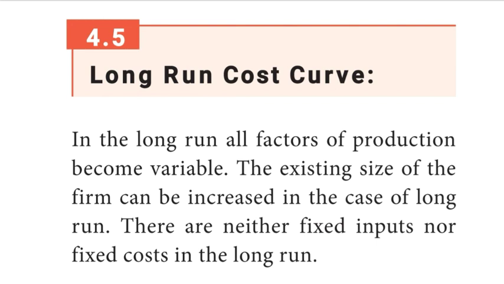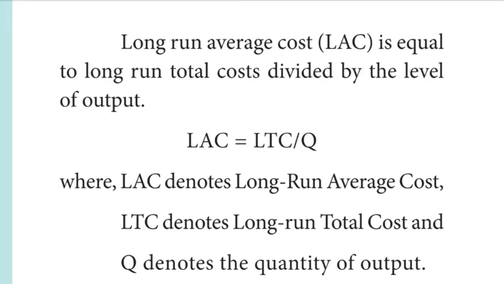The existing size of the firm can be increased in the case of long run. There are neither fixed inputs nor fixed cost in the long run. Long run average cost is equal to long run total cost divided by the level of output. That is, LAC is equal to LTC divided by Q, where LAC denotes long run average cost, LTC denotes long run total cost, and Q denotes the total quantity of output.